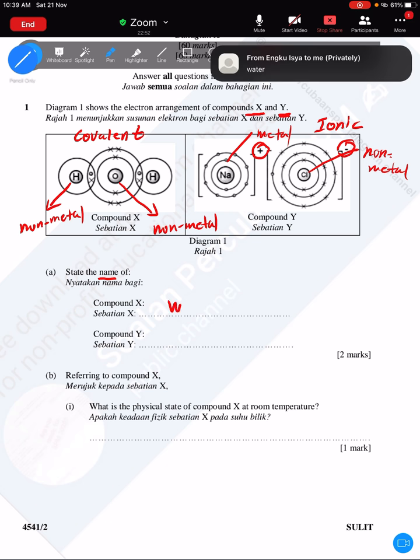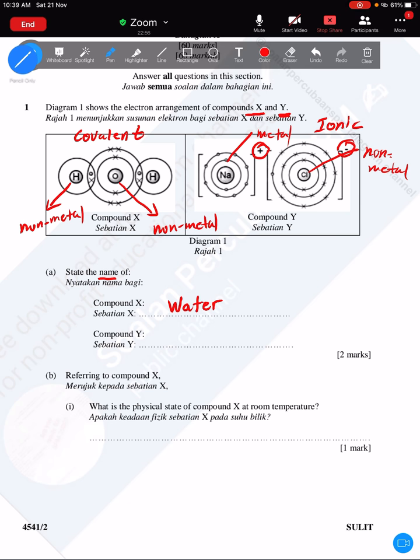Yes, it is just water. But there will be a trap. Some of you will answer it is ionic, or a covalent bond. They did not ask for the type of bond. They ask you to name the compound. So be careful when you are answering the question.